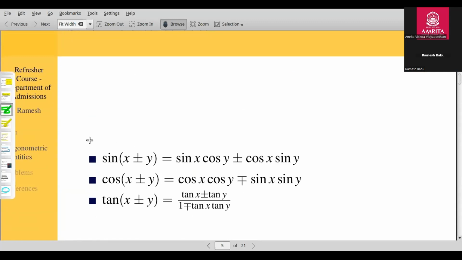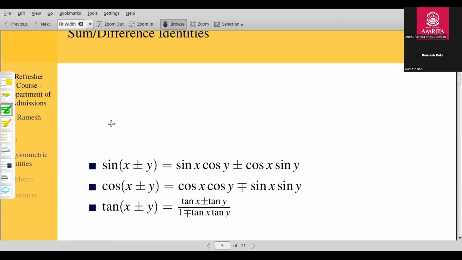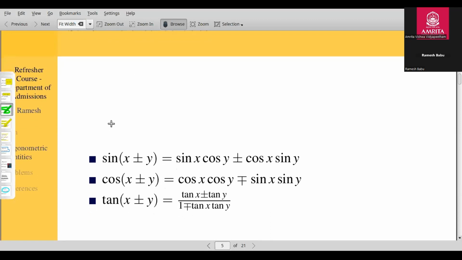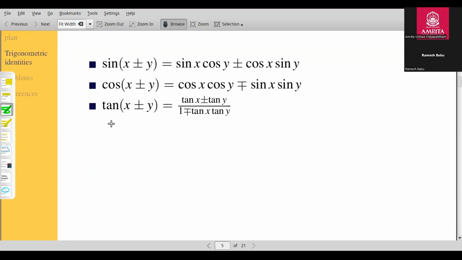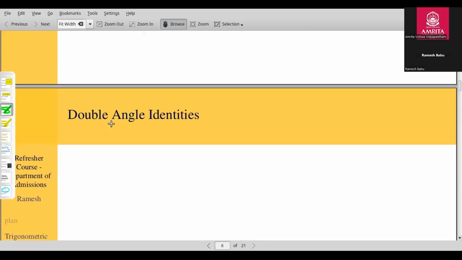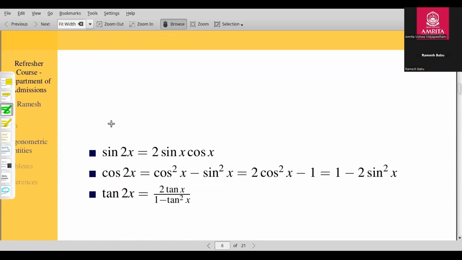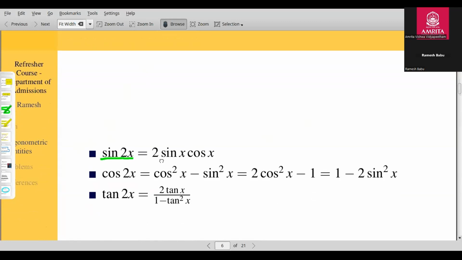Yeah. So these are nothing but the sum and difference identities which you have seen. Another set of identities is the double angle identity. So in this identity, I have all this: sine 2 theta is equal to 2 sine theta cos theta, right?